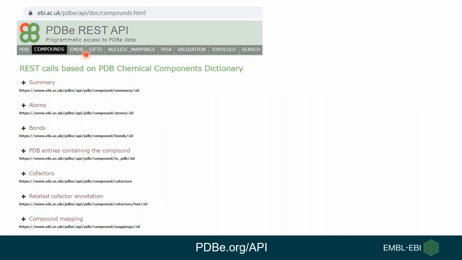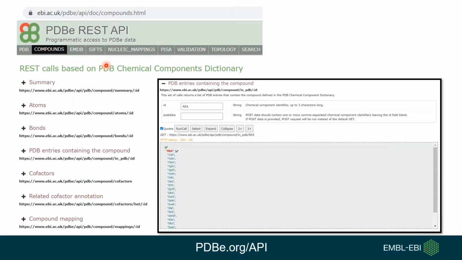Let's move on to the compounds tab. The compounds tab contains endpoints related to small molecules, or the PDBe chemical components dictionary. A very useful endpoint is this one. It's called PDBe entries containing the compound. What you will do is take a chemical component ID of your interest, input that into the form in this documentation, and what you will get is a list of PDBe IDs containing the chemical component of your interest. This is a good starting point to build a dataset that you want to study your compound of interest.